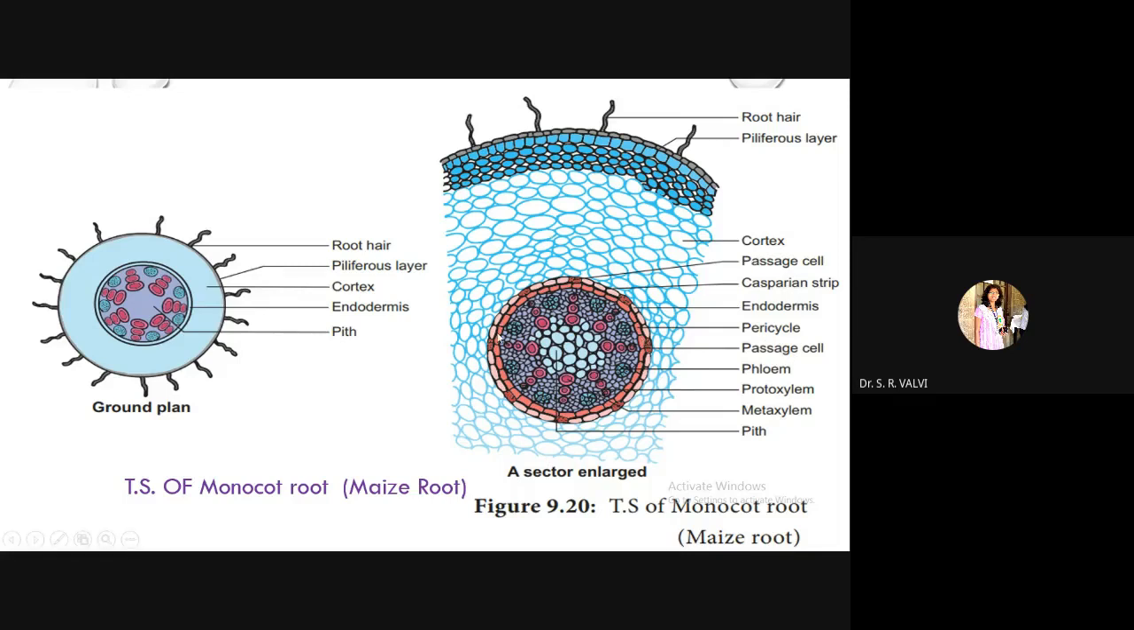Now next come towards this pericycle. So again pericycle is single layered, and pericycle is again made up of these parenchymatous cells, and it gives the parts of vascular bundle. Pericycle gives the part of vascular bundle.